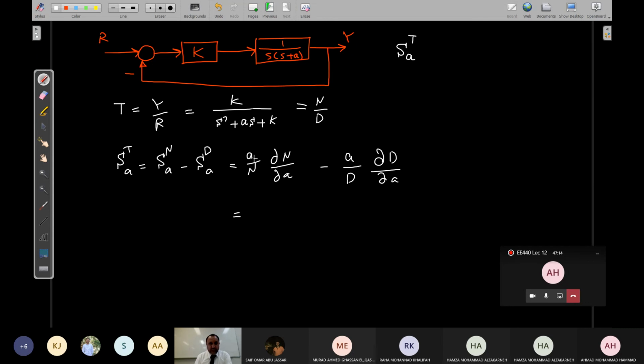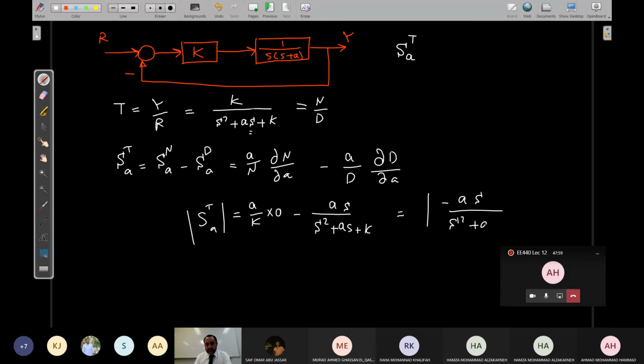So the first one, who can help me with that, A over N is A over K, partial N with respect to partial A. Do you see any A in N? Do you see any A inside the N? No. So this multiplies by zero, minus A over D, so this is A over S squared plus AS plus K, partial D with respect to partial A equal to what? S. So this will equal, as absolute value, minus AS over S squared plus AS plus K.